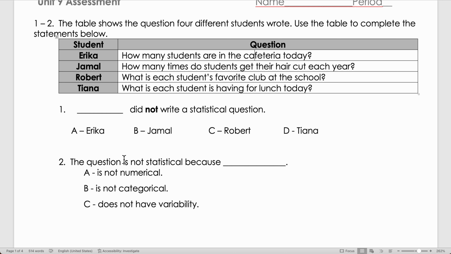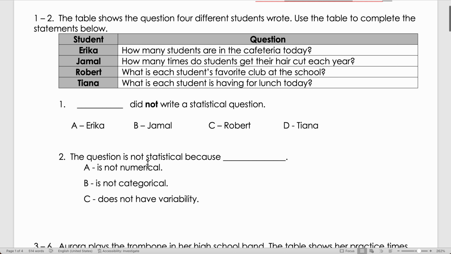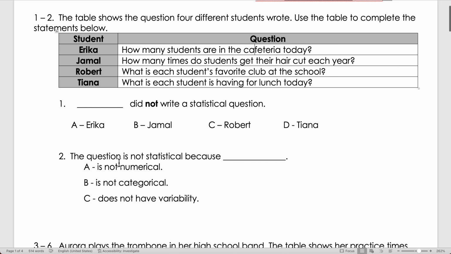So looking at A, B, and C for number 2, this question of Erica's isn't statistical, because it's not numerical. Well, that's not why. There's going to be a number answer. Letter B, it's not categorical. Well, that's true, it's not categorical, but you could have statistical data where people are reporting answers that are categories and not numbers. So B is true, but that's not why it's not statistical.